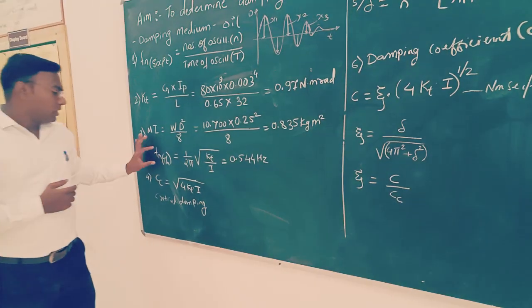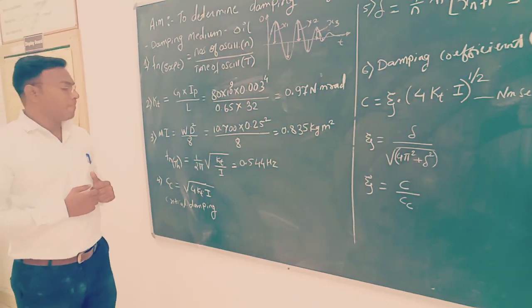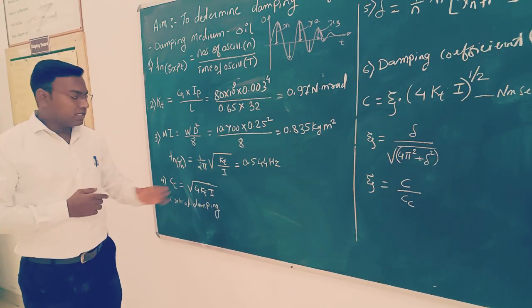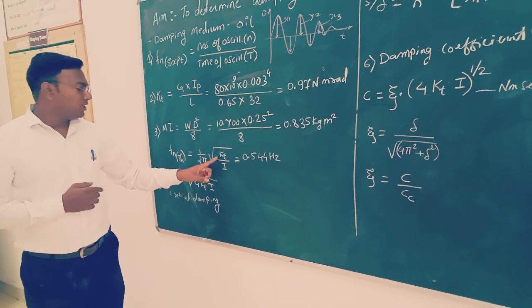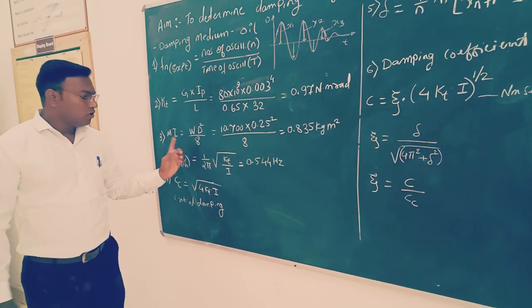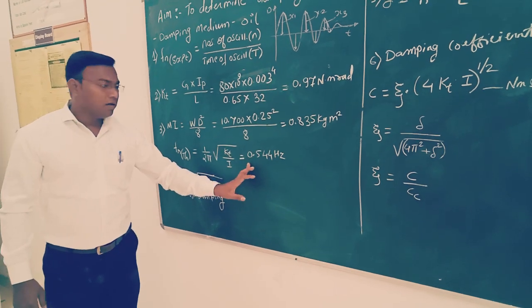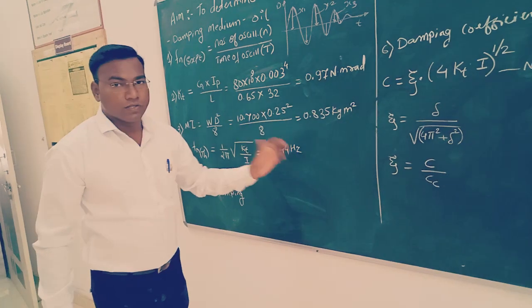Next, the theoretical natural frequency we are going to determine. Here we have determined the experimental natural frequency; now the theoretical natural frequency is 1 upon 2 pi under root of kT upon I. kT and I we have already determined with the previous equations. Substituting those values, we can determine the theoretical natural frequency. It comes to be 0.54 Hz.